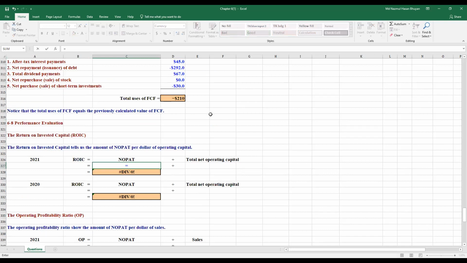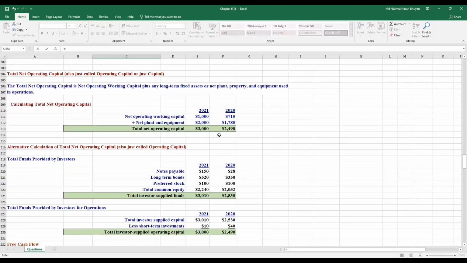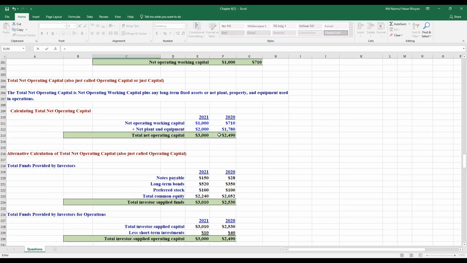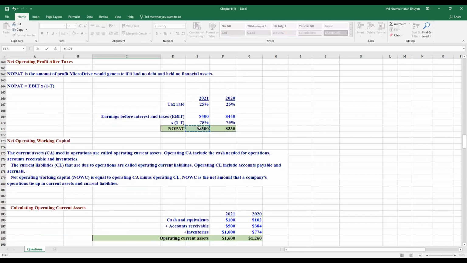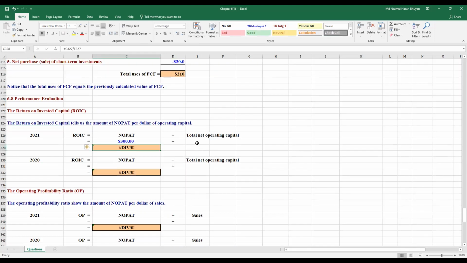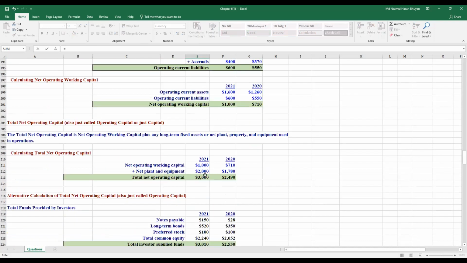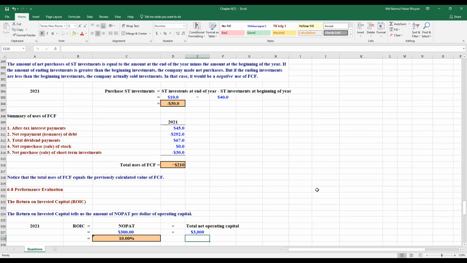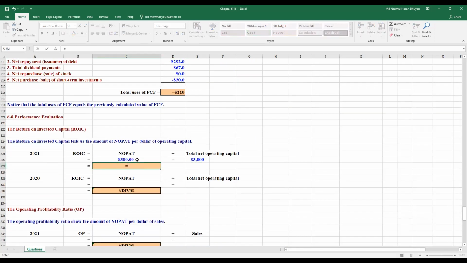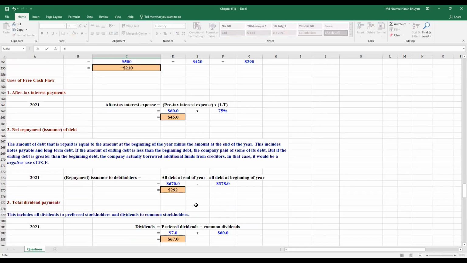So net operating profit after tax, we calculated in the year 2021 is 300. Then total net operating capital in the same year is how much? 3000. Now the ratio is net operating profit after tax over total net operating capital. We are going to calculate the same ratio for the year 2020.